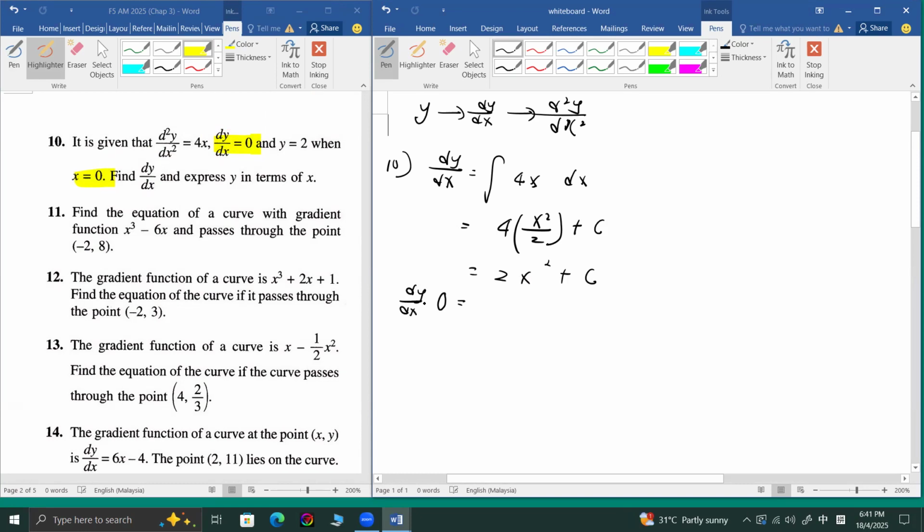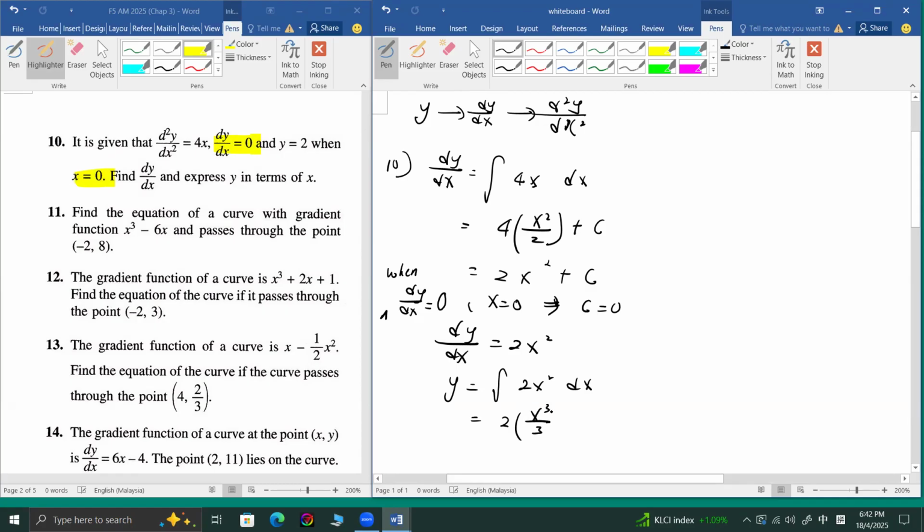Means dy/dx is 0 and x is 0, so 0 and 0 here make c equal to 0. So my dy/dx is not always 0. You have to see the values that are given, yeah? Okay, so dy/dx equals 2x squared only. From dy/dx, I want to find y. Integrate again.